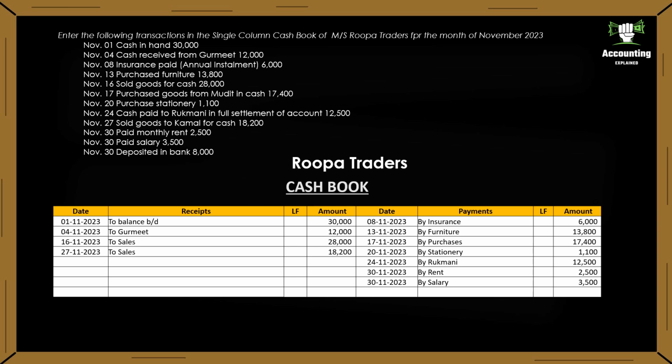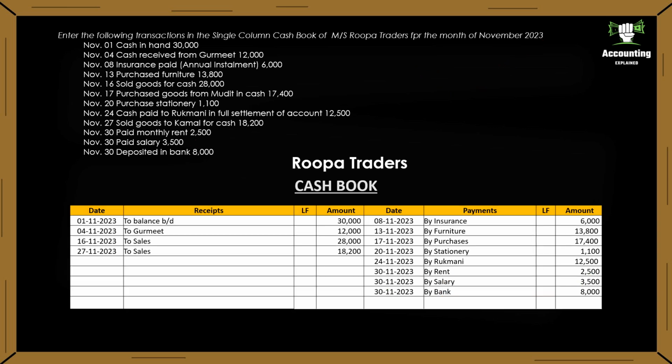Next transaction is on 30th November. Paid salary rupees 3500. Again payment is increased. So on the payment side, 30/11/2023 By Salary 3500. Journal entry for the same: salary is an expense, so debit salary. Expense is increased, so debit salary to cash. Cash is an asset. Asset value is going to be decreased, so credit it.